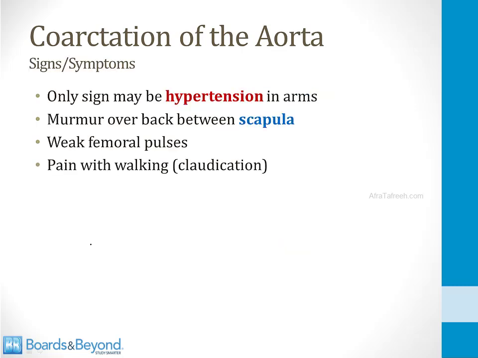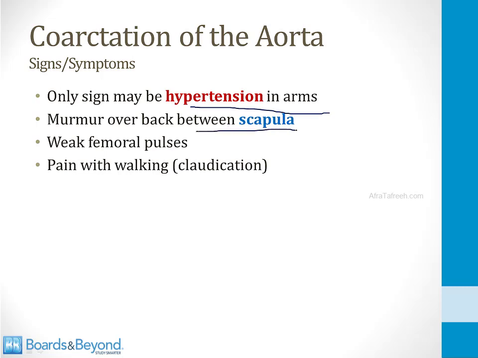So as I told you before, in the postductal type of coarctation, there isn't heart failure in infancy. So how is this going to be diagnosed later in life? Well, the only sign may be hypertension in the arms, and sometimes this disorder is uncovered when a young person is diagnosed with hypertension at a very early age. Rarely there can be a murmur in the back between the scapula.